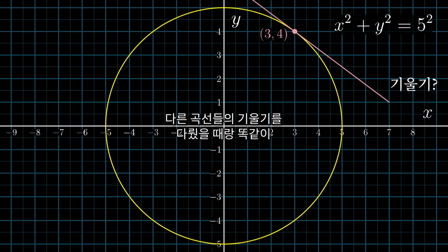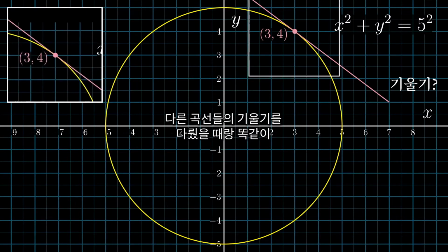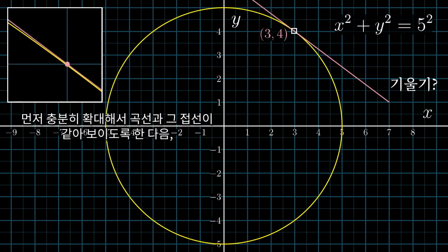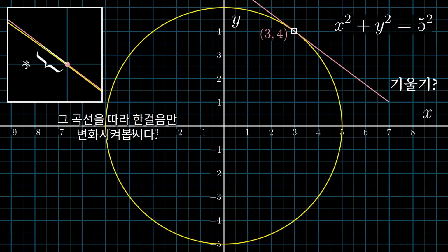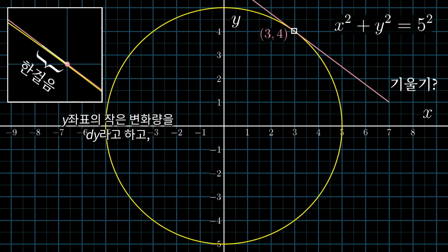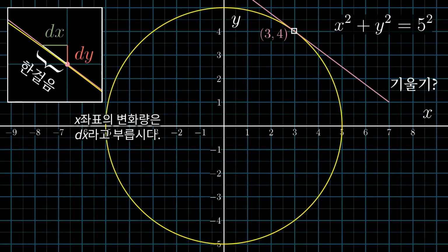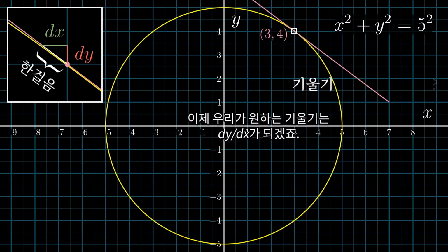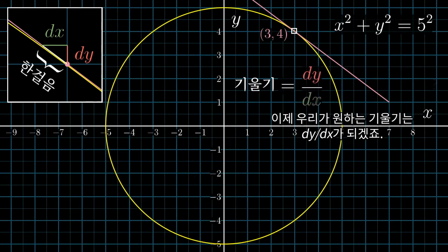As with other problems about the slopes of tangent lines to curves, the key thought here is to zoom in close enough that the curve basically looks just like its own tangent line, and then ask about a tiny step along that curve. The y component of that little step is what you might call dy, and the x component is a little dx. So the slope that we want is the rise over run, dy divided by dx.